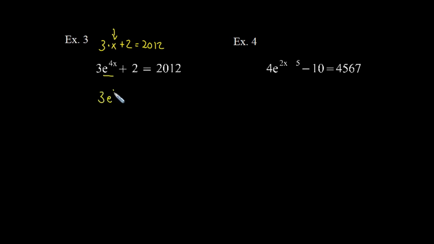So 3 times e to the 4x is equal to 2010 when we subtract 2 on both sides. And then we will divide by 3. So e to the 4x is equal to 670. Then we want to cancel this base e, or move that exponent down so we can solve for x itself. So we will take the natural log of both sides, natural log of e to the 4x.